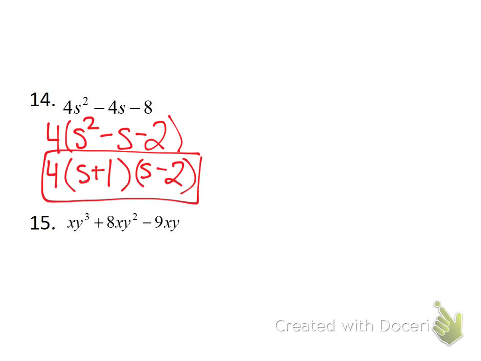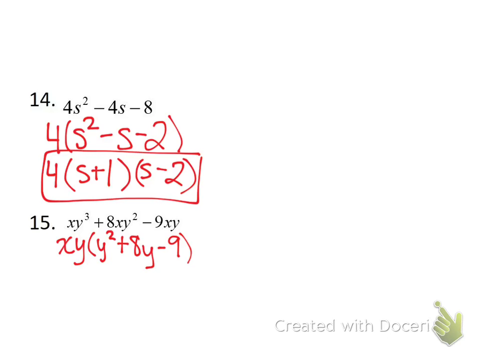All right, this last one is a little confusing, I would agree. What's our GCF? XY. We can take out an X and a Y from each term. If I factor out an XY, what am I left with? Y squared plus 8Y minus 9. Very good. So we took one X and one Y away from each pair.